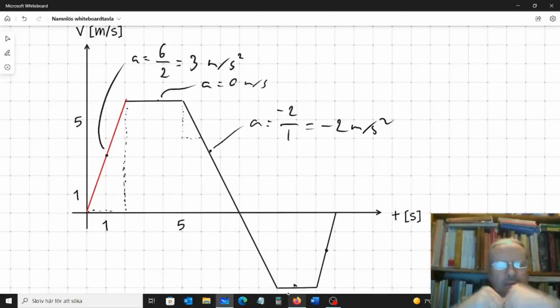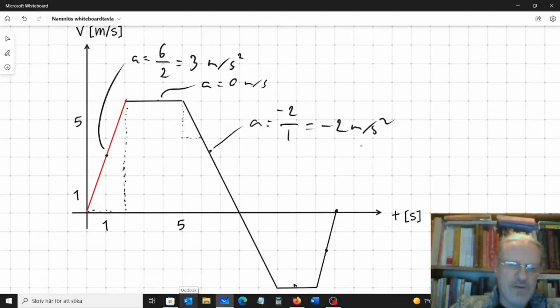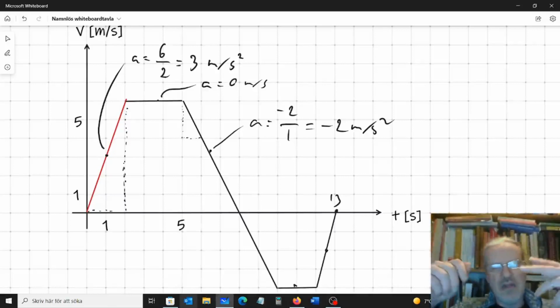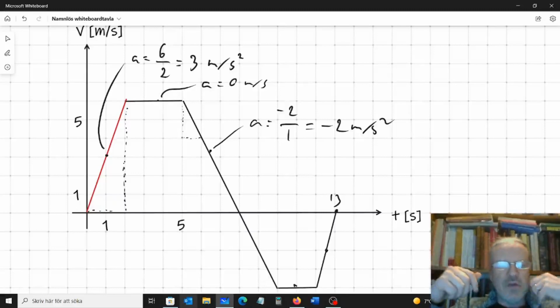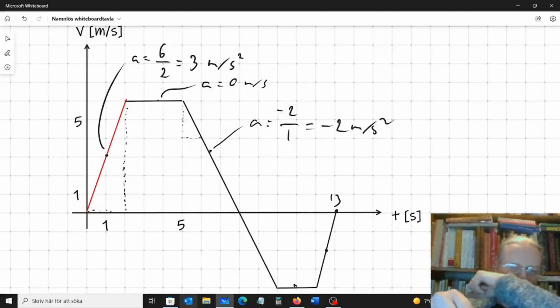Secondly, we could be asked about what is the displacement after we have reached this point in time. So after 5, 6, 7, 8, 9, 10, 11, 12, 13 seconds. So we are up to 13 seconds here, right? And we could be asked for what is the displacement or what is the distance traveled. Displacement would be counting the upper part as positive and the lower part as negative, as I said. But if we talk about distance traveled, then everything should be counted as positive. So we simply need to find these areas.